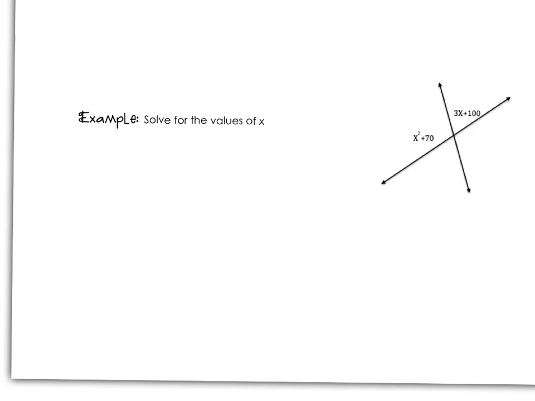Okay, so on this one we want to solve for the values of x. These are supplementary or a linear pair, whichever you want to call them. Either way, together they equal 180 degrees because they are a linear pair or supplementary. So that means that x squared plus 70 plus 3x plus 100 equals 180. Now this is an x squared right here, which means we're going to have to factor to find some answers.